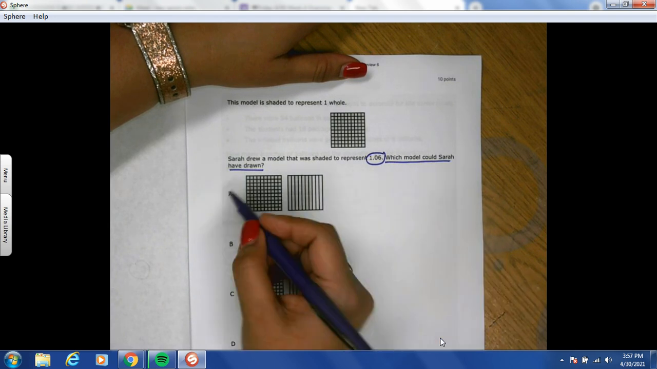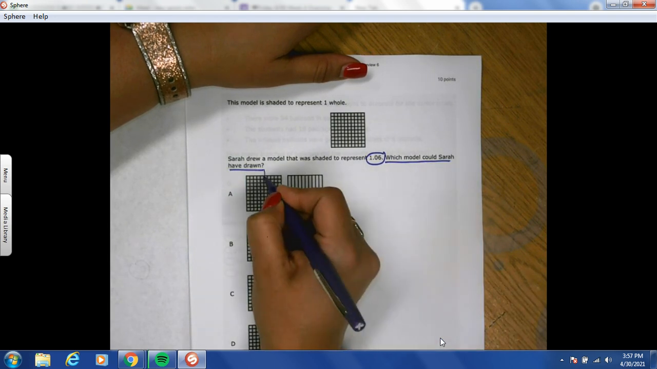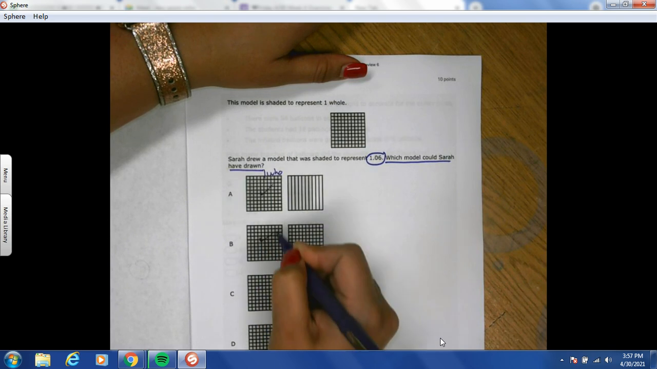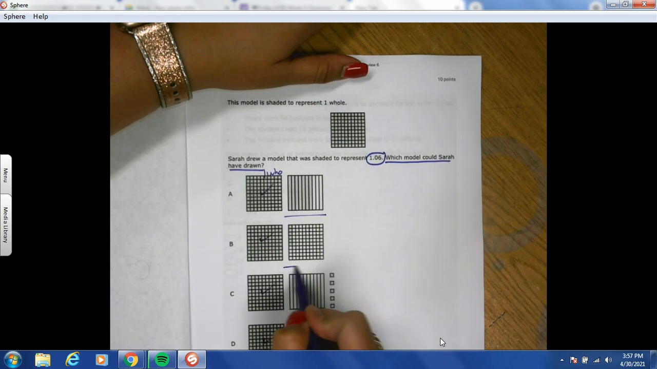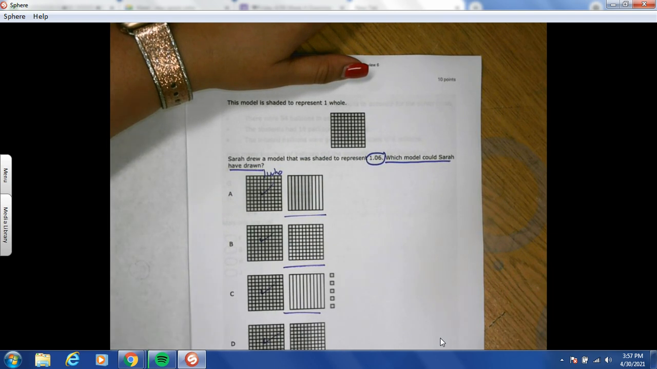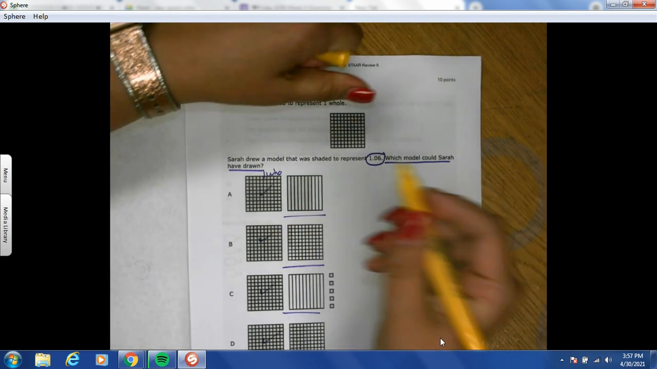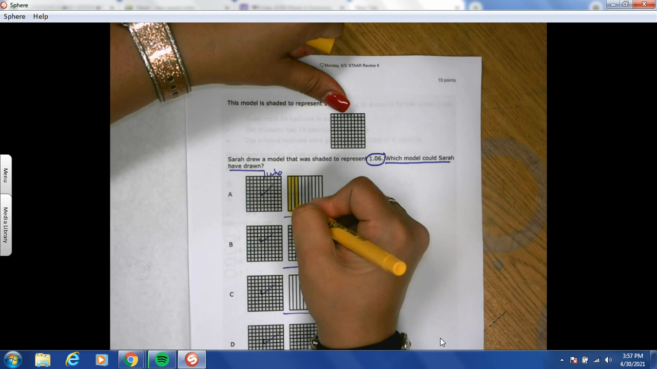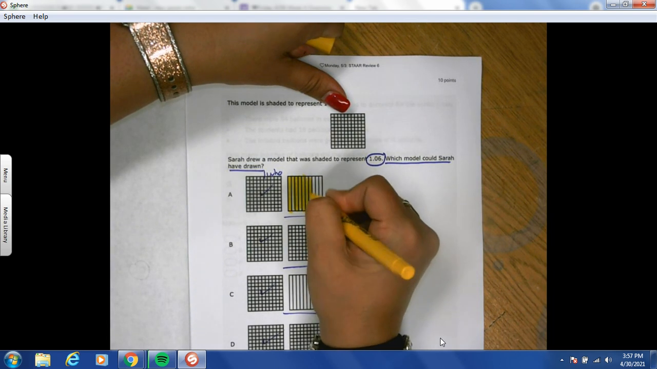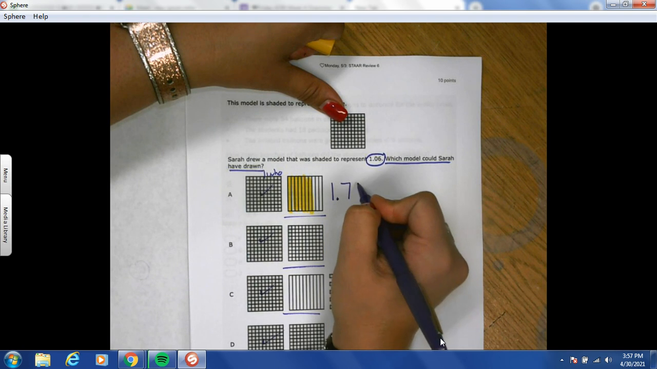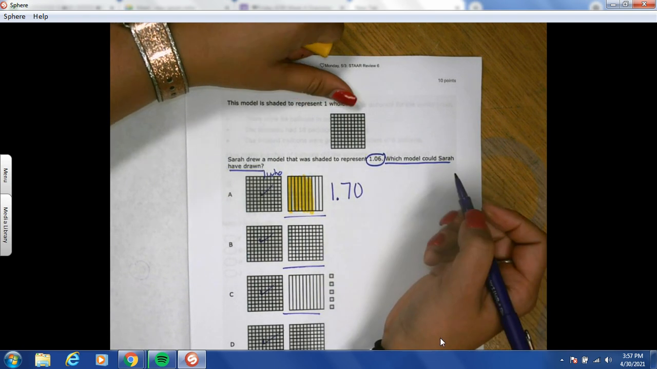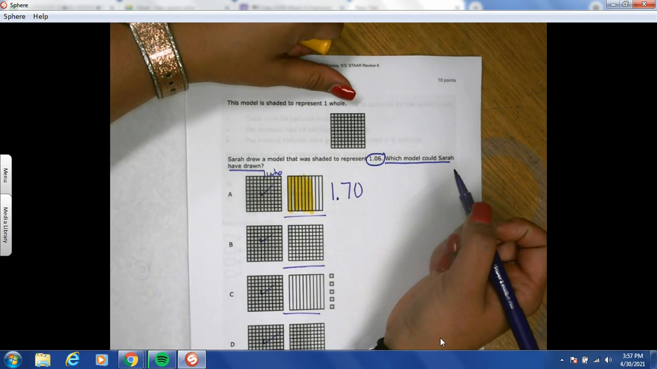All right, so one whole one. We have one whole one. All of these are one whole. Now we need to look at the ones that have 6 shaded only. That's it. We're just looking for 6. Well, this one has 10, 20, 30, 40, 50, 60, 70. So this is 1 and 70 hundredths. So I'm not looking for that one.